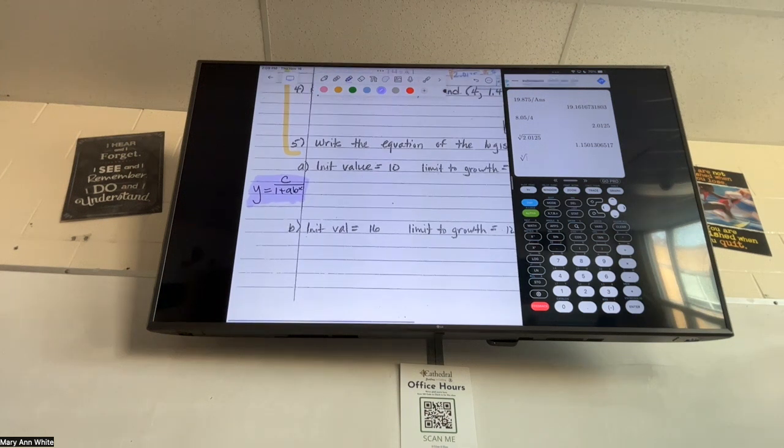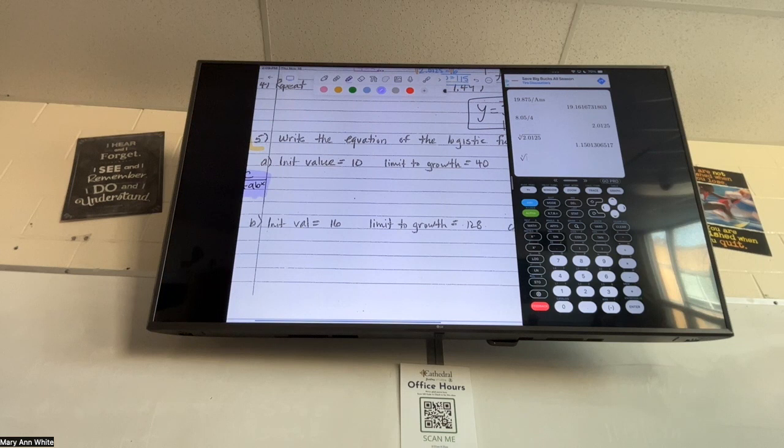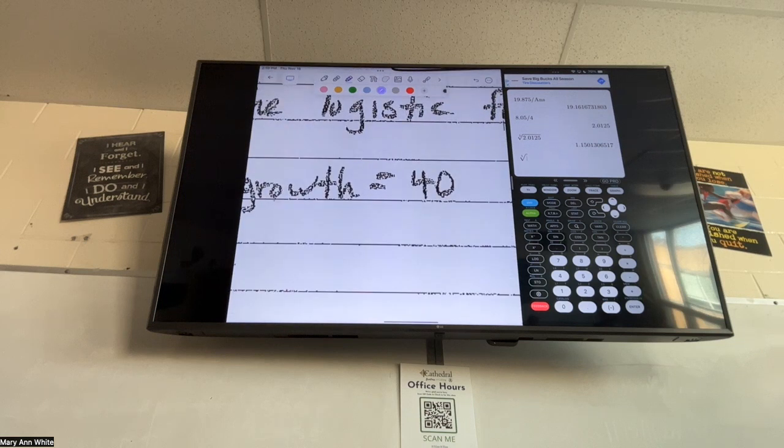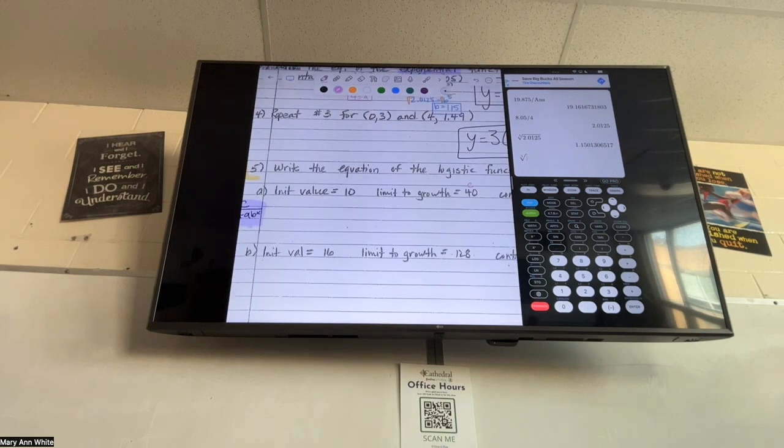C is actually our limit to growth. Do you remember a minute ago we talked about limit to growth and how that was a horizontal asymptote? That means if they give me the limit to growth, that goes immediately in for my c.